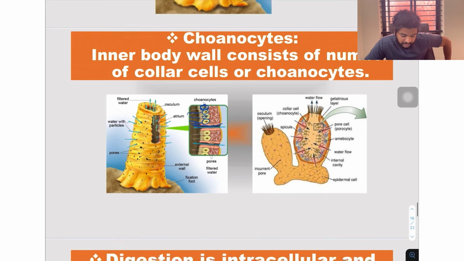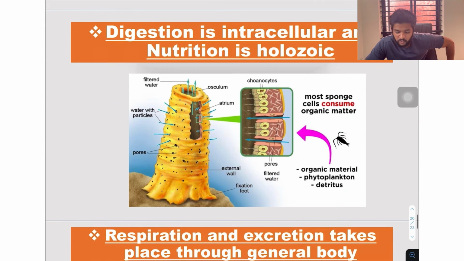Next, digestion is intracellular and nutrition is holozoic. There is no specific system or specific organs for digestion. Just within the spongocoel itself digestion takes place. It is just intracellular. As the cell ingests, the water comes through the ostia and enters into the spongocoel. If any microbes are present within the spongocoel, they get ingested by the cell by simple diffusion. Okay, it is just intracellular and holozoic.